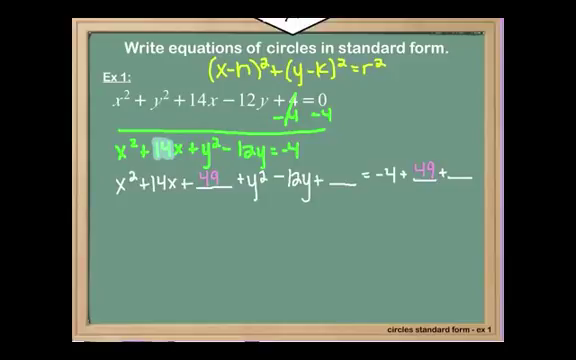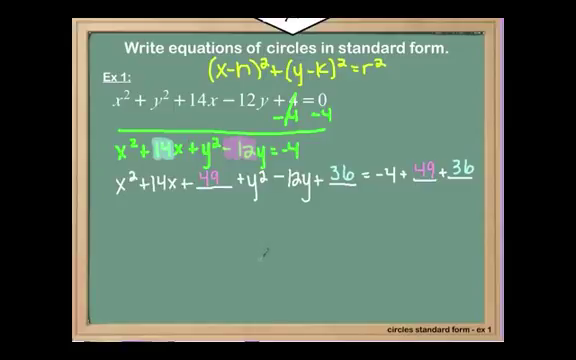Now we got to go ahead and do the same thing for y. So in this case, my y value, what I have is I have negative 12 for b. I need to take that negative 12 divided by 2 to give me a negative 6, and then square that whole thing. So now I end up with positive 36. Whatever I do to the left, I have to do to the right.